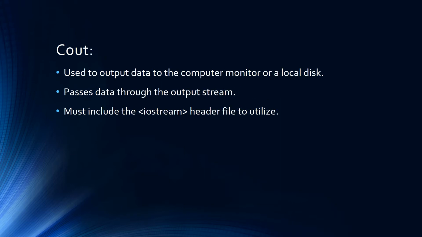And for cout, it's pretty much the same, just some differences. It's used to output data to the computer monitor or local disk. Like cin, it passes data through a stream, but instead of the input stream, it uses the output stream. And then just like cin, you must include the iostream header file.